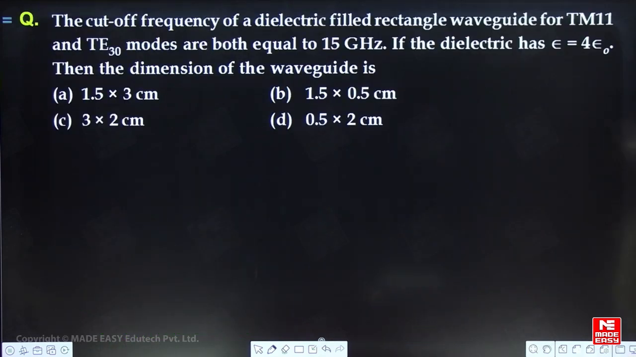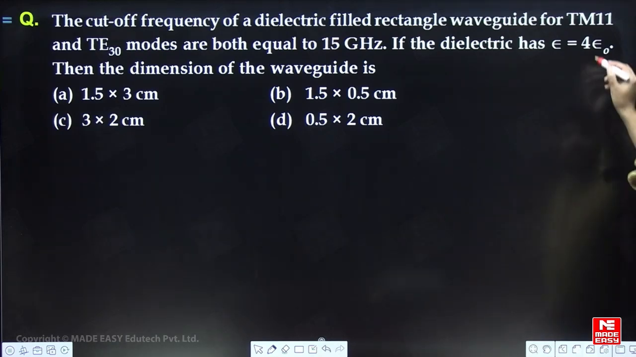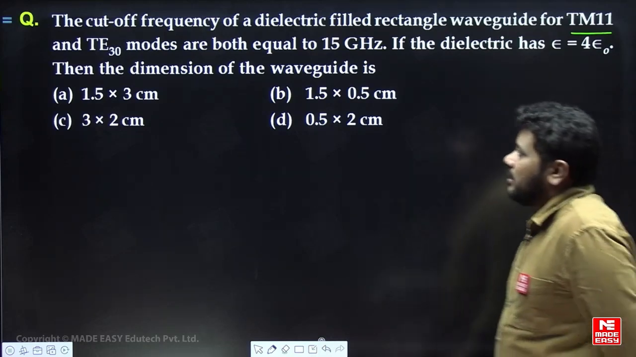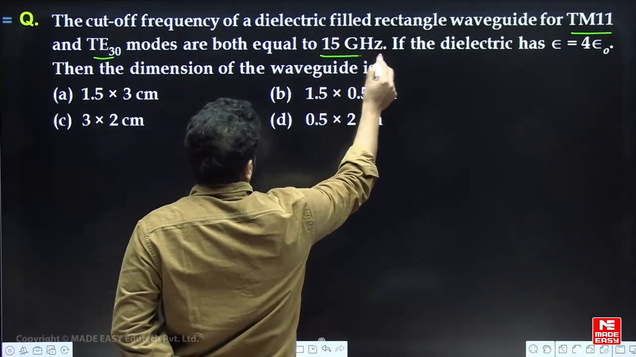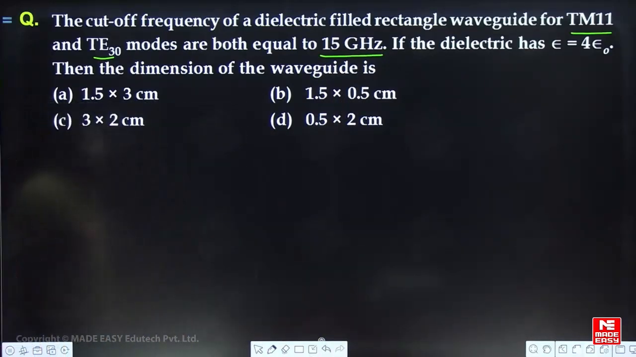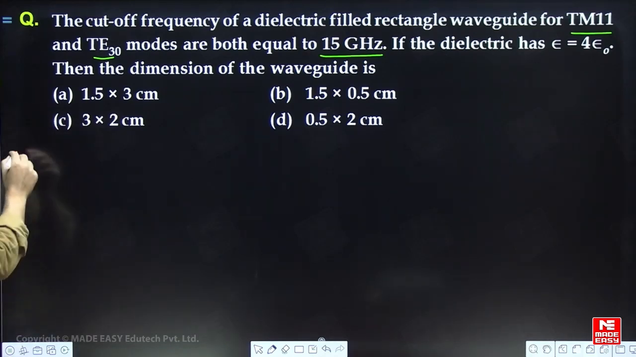Next question. The question says that the cutoff frequency of a dielectric filled rectangular waveguide for TM11 and TE30 modes are both equal to 15 gigahertz. If the dielectric has epsilon equal to 4 epsilon naught, then what are the dimensions of the waveguide? So this is your MCQ.